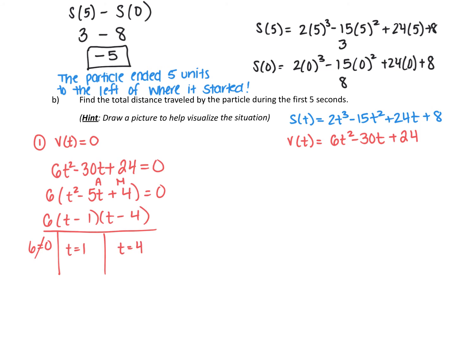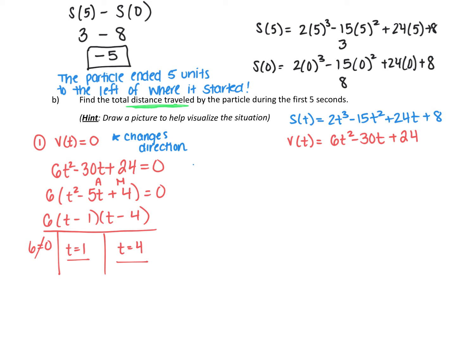So what you just found is where the particle changes direction. Remember, that's what v of t equals 0 means. Now, to find the total distance traveled, we don't necessarily need to find exactly where the particle is moving right or left at this point. But since we know the particle is changing direction here and here, I need to figure out where it is on the standard position or on the horizontal line.